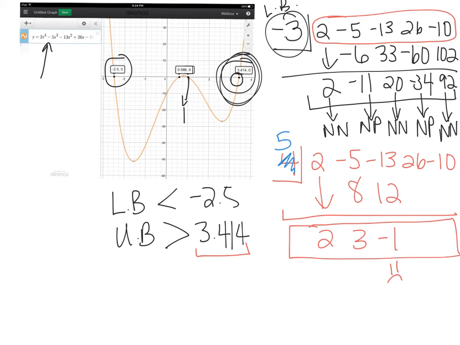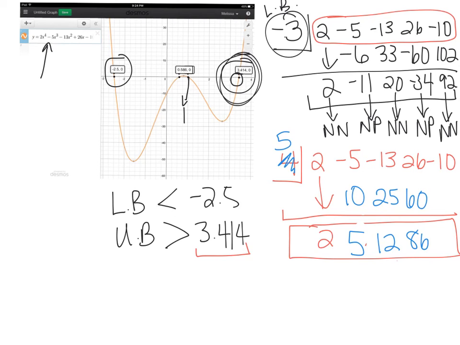I carry down the 2. 2 times 5 is going to give me a 10 here, 10 plus a negative 5 is going to give me a 5 here, and 5 times 5 is going to give me a 25 here. And when I add 25 and negative 13, that gives me a positive 12. And 12 times 5 is 60. 60 plus 26 is 86.